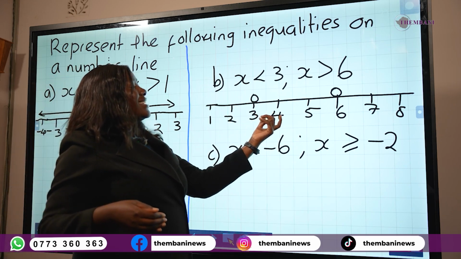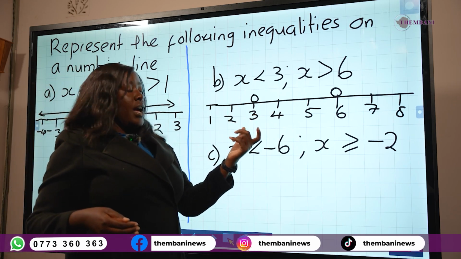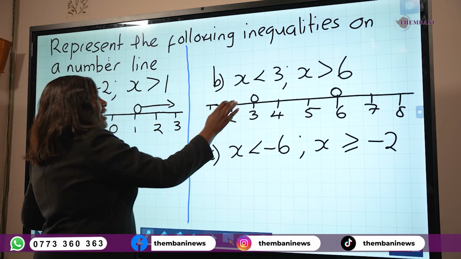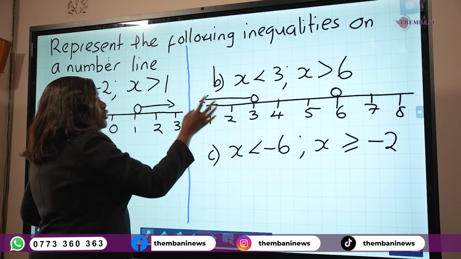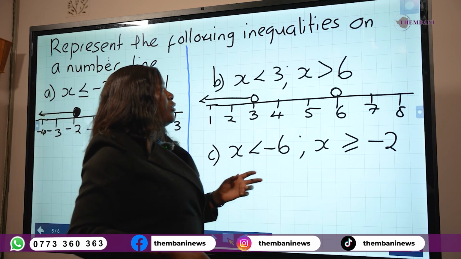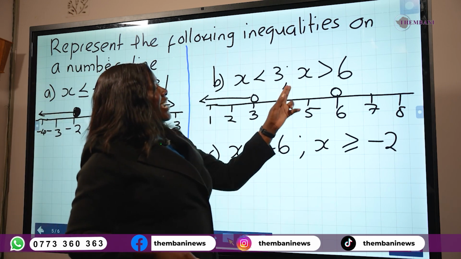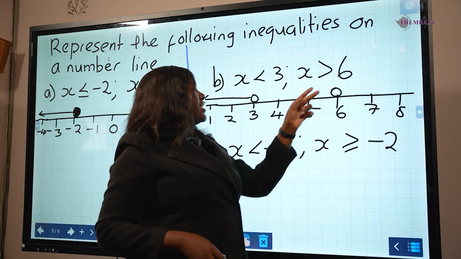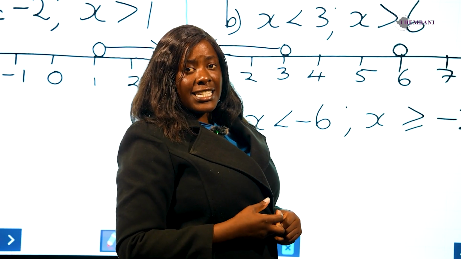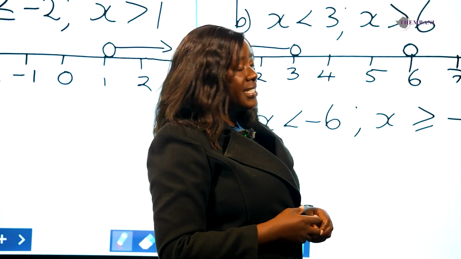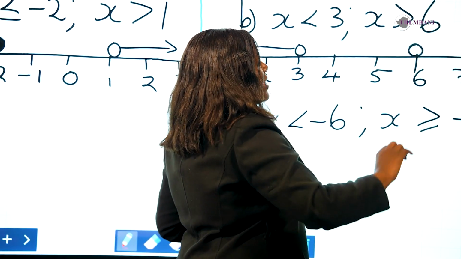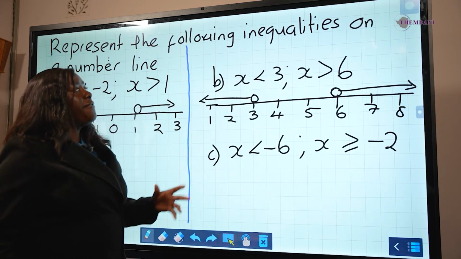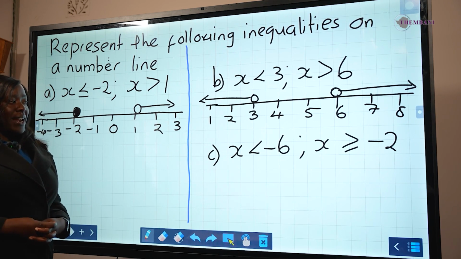So the values of x are less than 3. Is 4 less than 3? No. Is 2 less than 3? Yes. So it means my arrow is moving in this direction. So these are the values of x for the first one. Then we move on to that one, where we are saying x is greater than 6. 4 is less than 6, so it doesn't satisfy this inequality. It means the values which are greater than 6 are found in this direction. We have represented that one on a number line.